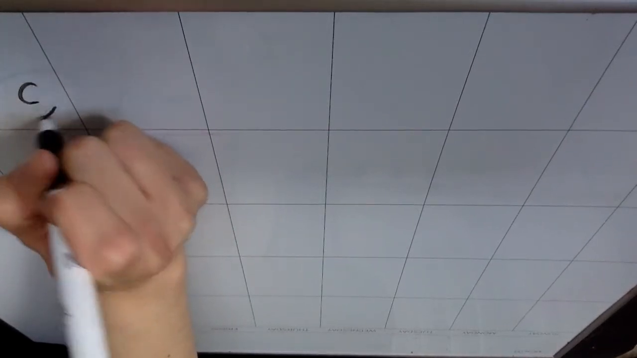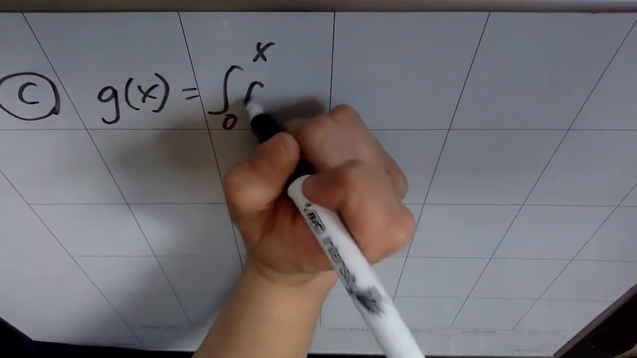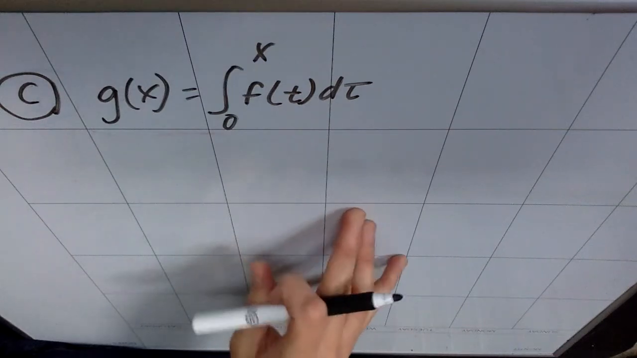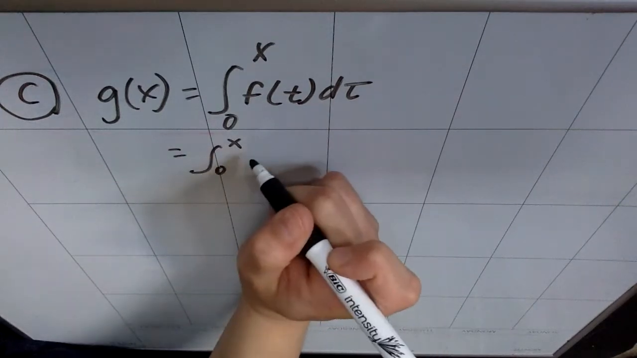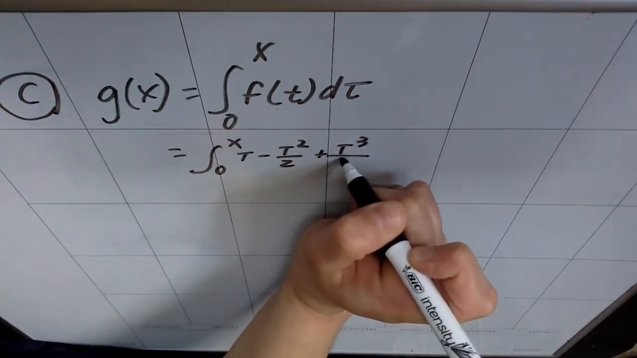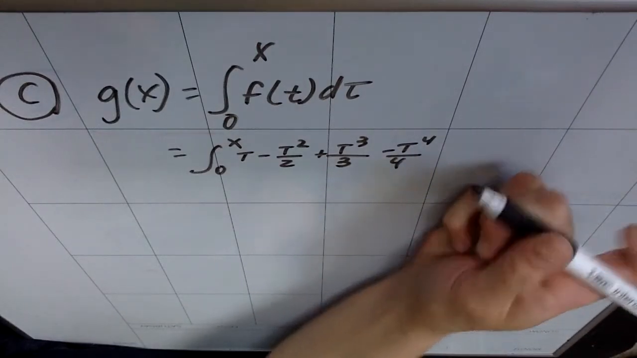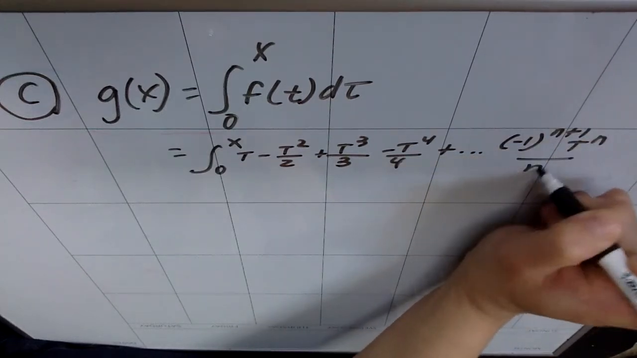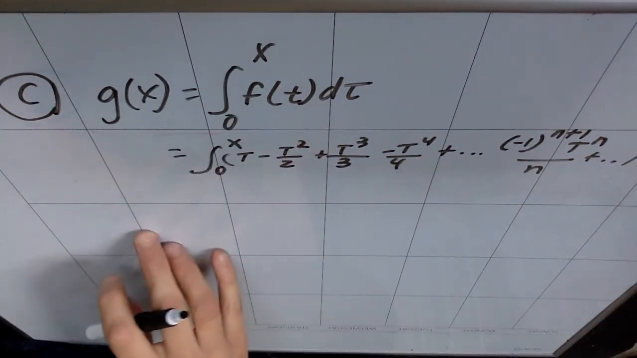So for part C, we want g of x to be the integral from 0 to x of f of t dt, right? But we have already a series for f. So what that's saying is that we're integrating from 0 to x of my f series, if it were t's instead of x's: t minus t squared over 2 plus t cubed over 3 minus t to the fourth over 4. And they only asked me for the first couple terms, but we'll keep going. So negative 1 to the n plus 1 t to the n over n plus dot dot dot, that whole thing with respect to t. So that's what I want to find for g of x.